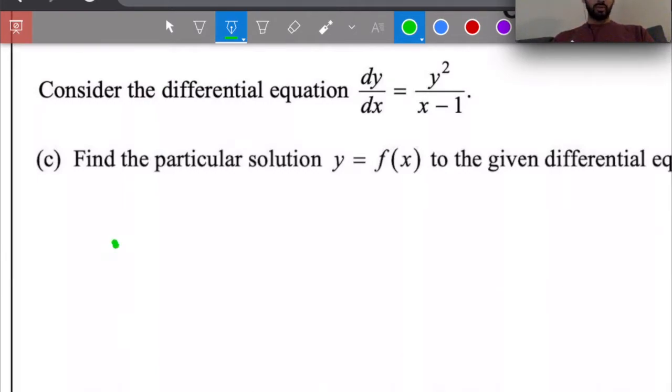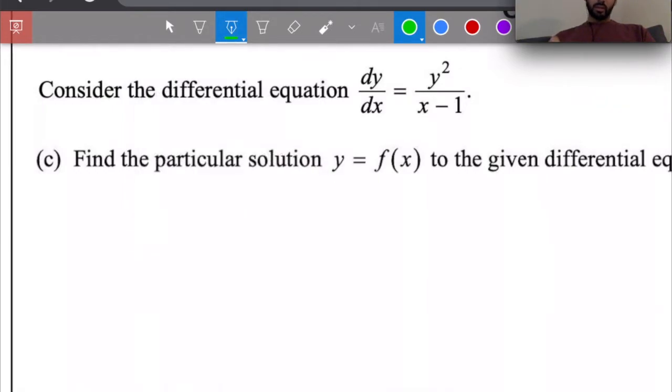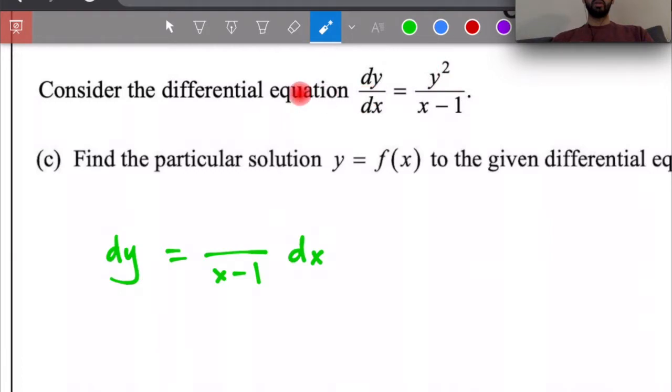So I'm going to leave dy here, and I'm going to move dx over here like this. So I had my dy stay on the left side, and I moved my dx to the right side. Since x minus 1 is already in terms of x, I'm going to leave it there. But y squared, I need to move to the y side. I need to do that by dividing by y squared.